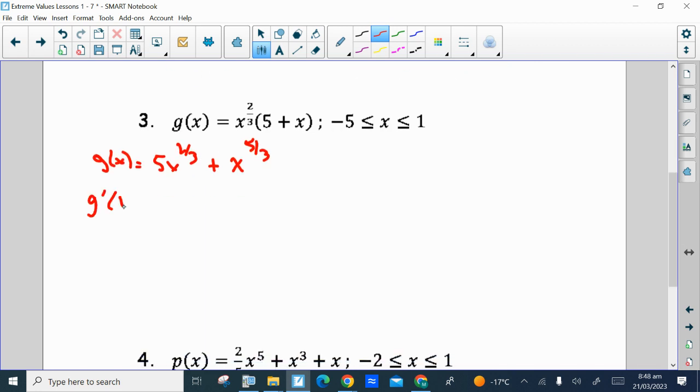So now we'll differentiate. The 2/3 is multiplied by the 5 over 1. That'll become 10/3 x to the negative 1/3 plus 5/3 x to the positive 2/3. In each case, you're subtracting 3/3 from the exponents. That's the same thing as subtracting 1.